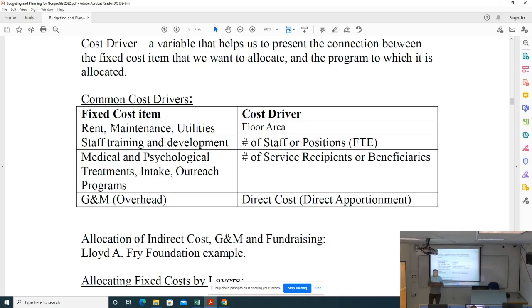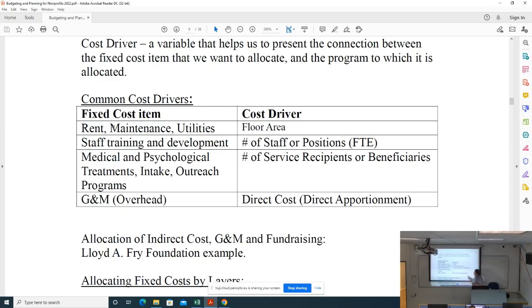Also programs like intake or outreach programs can be allocated based on the number of people that they serve. Okay, so if the Hebrew University, for example, has a registration department, then the registration department can be divided based on the number of students in each faculty or in each program, based on the argument that more students take more resources from the registration department.